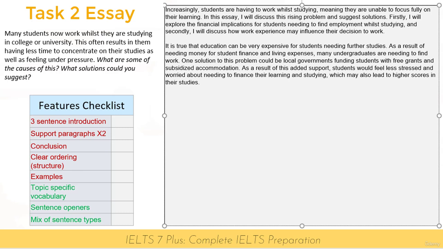As a result of this added support, students would feel less stressed and worried about needing to finance their learning and studying, which may also lead to higher scores in their studies. Okay, so that's my first paragraph complete. I now will move on to speaking about work experience. So students wanting to work to gain real life experience, which will obviously help them when they finish their studies.